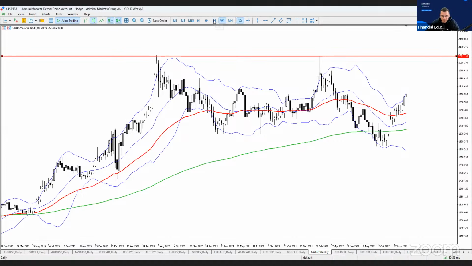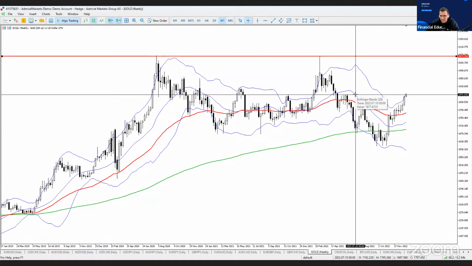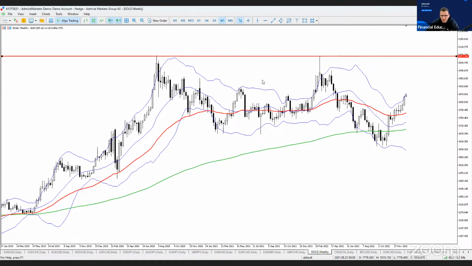I don't know how to explain, but to me, it looks more that this resistance here on the weekly chart can temporarily stop this move. Yes, can temporarily stop this move and bring it somewhere around this support.